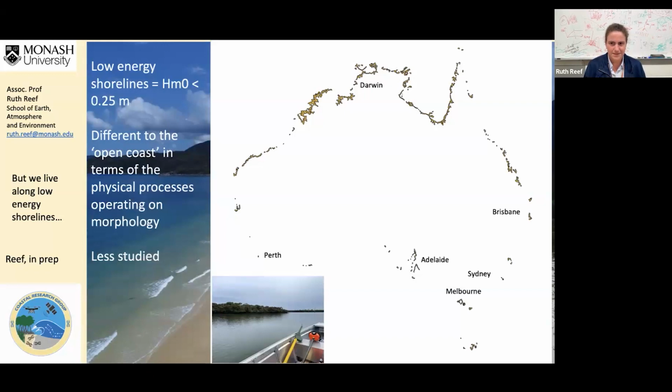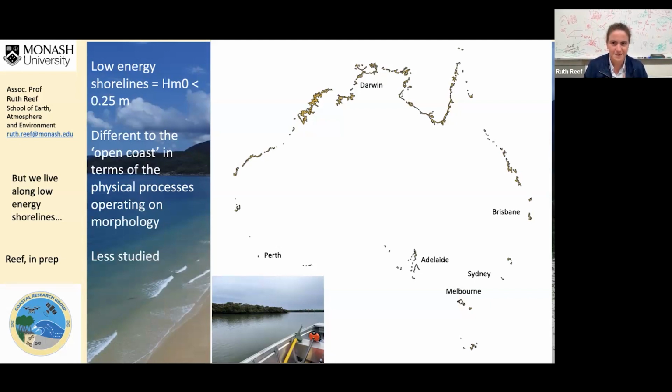Low energy shorelines, shorelines where we don't have that much wave action. So we have significant wave height. It's a way to measure waves of less than 0.25 meters, which means you won't go surfing there. And if you have waves, they're just little wind-blown waves. They can still do work at the beach, but they don't have that much energy to move sand from the shallow to the deep. And all of that process we looked at is happening at much smaller scales.